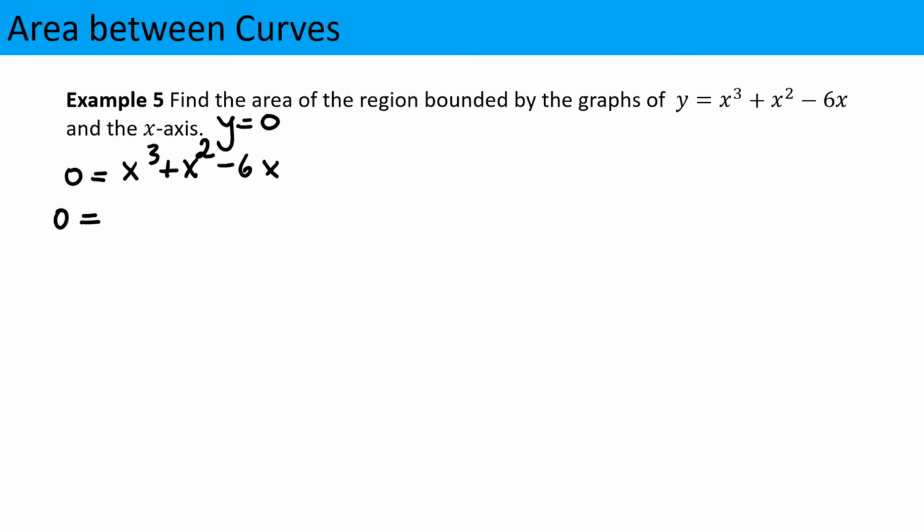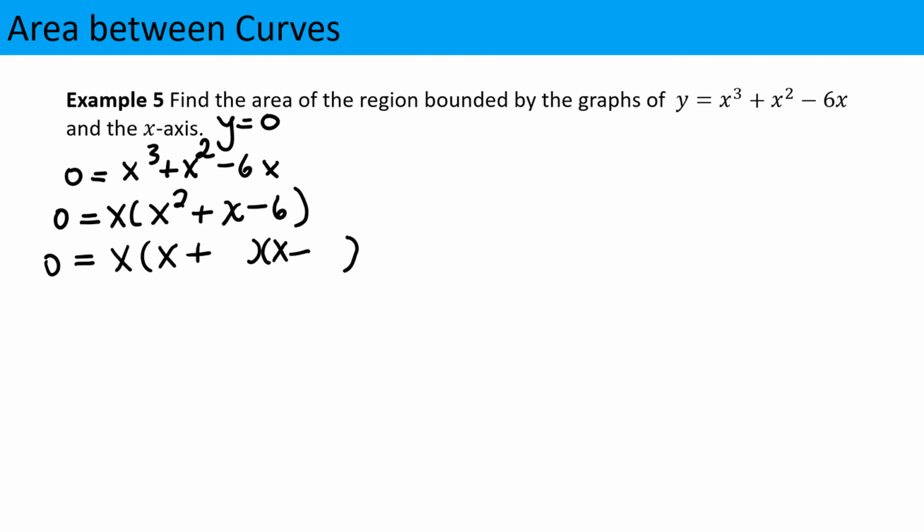We'll do the algebra on the right-hand side. X is common to all three of the terms, so let's factor out an x. Then you'll get x squared plus x minus 6. Now we have a quadratic to factor, so 0 is equal to x times, and then we'll have x plus something, x minus something. The factors of 6 we'll consider are 2 and 3, so we'll do plus 3 and minus 2. So we're going to have the graph intersecting at x equals 0, at x equals -3, and at x equals 2.